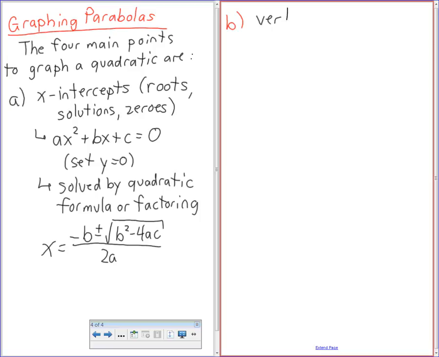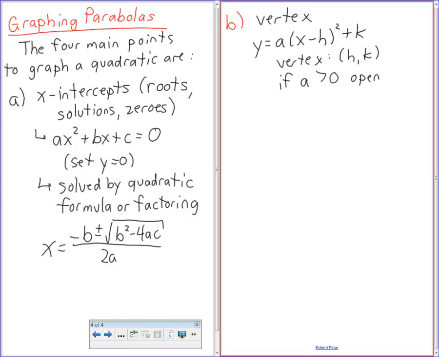Vertex, which is y equals a(x minus h) squared plus k. The vertex is (h, k), and if a is greater than 0, it opens up. If a is less than 0, it opens down. I'm going to write on here 2, completing the square.